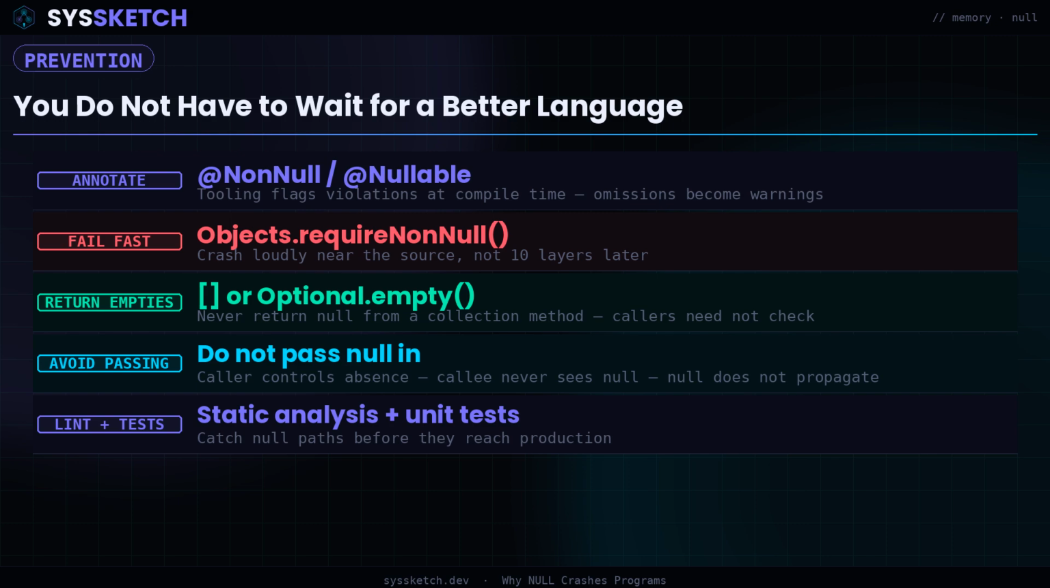If you are starting a new project today, choose a language that enforces null safety at the type level. If you are maintaining existing code, use annotations, use static analysis, and retire null returns one function at a time.